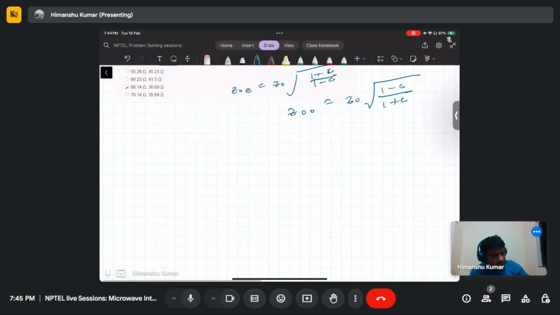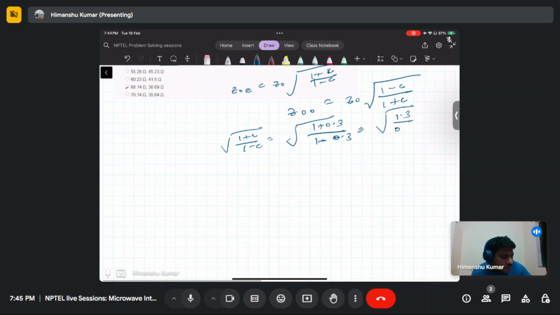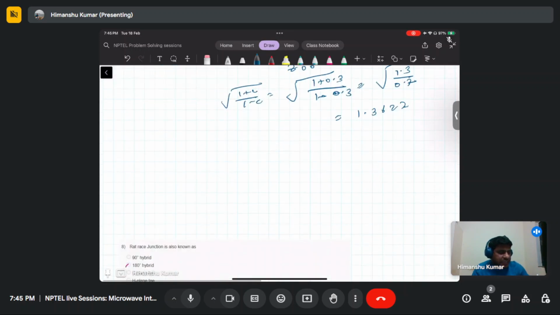So the square root of (1 plus C) by (1 minus C) you can calculate: the square root of (1 plus 0.3) divided by (1 minus 0.3) equals 1.3 divided by 0.7, and if you take the square root, it will be 1.3627. Similarly, the square root of (1 minus C) by (1 plus C) will be 1 by 1.3627. So that you can calculate.